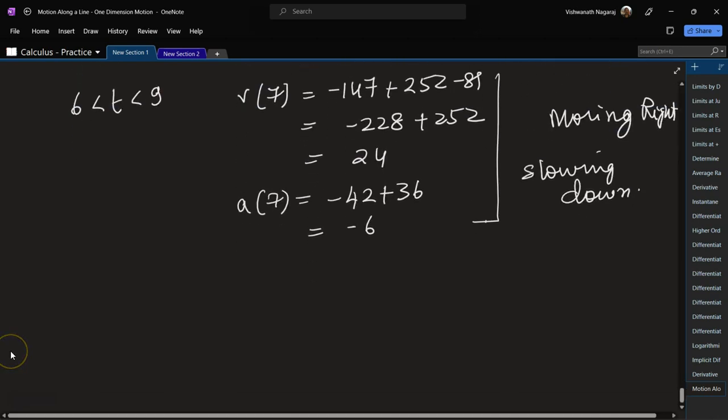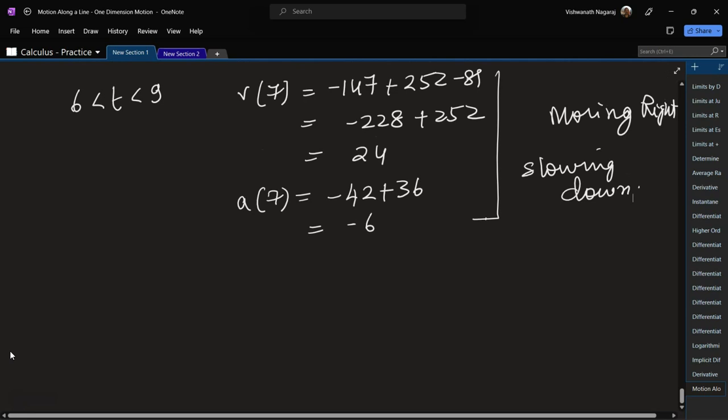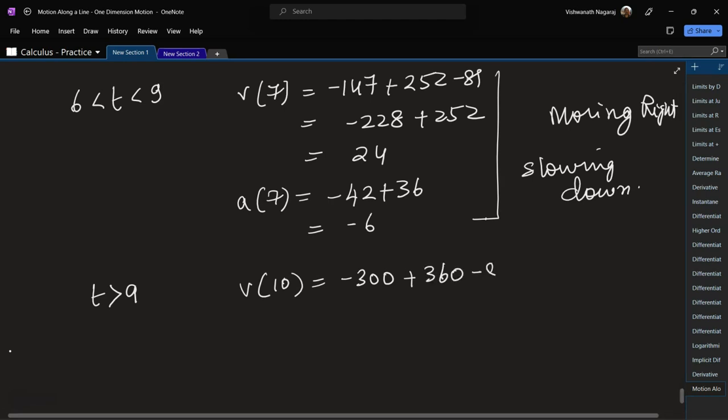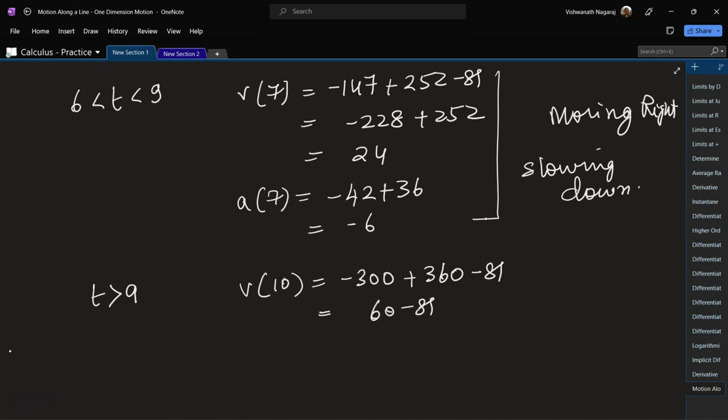Okay. The next interval that we are interested in is t greater than 9. So let's take V of 10. So minus 3 times 10 square, that is minus 300, plus 36 times 10, that is 360, minus 81, which gives us 60 minus 81, which is 21.